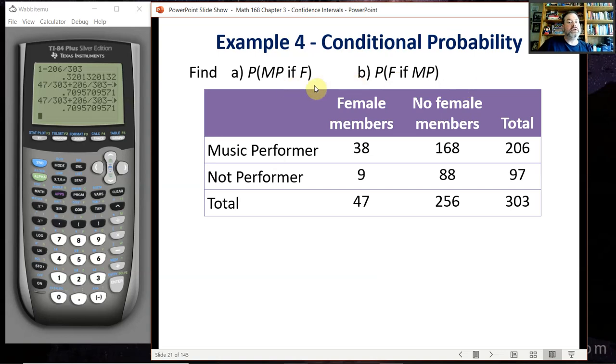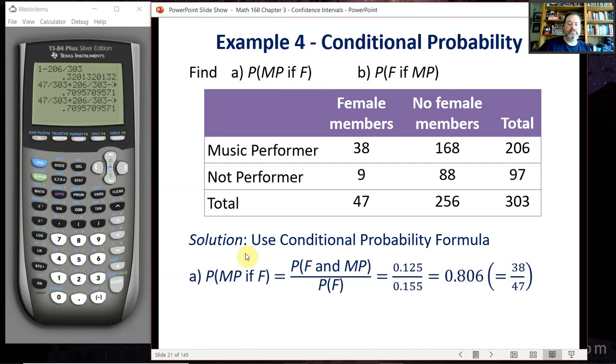So we're just going to use the formula, right? Probability of music performer if female is the probability of female and music performer. Remember, the numerator doesn't matter. You can switch that. But whatever's to the right of if goes in the denominator. We've already computed both of these, right? But let me show you something on the calculator. As we saw in an earlier problem, I went ahead and computed everything live on the calculator versus what's in the notes. Let's make sure that that works, okay?